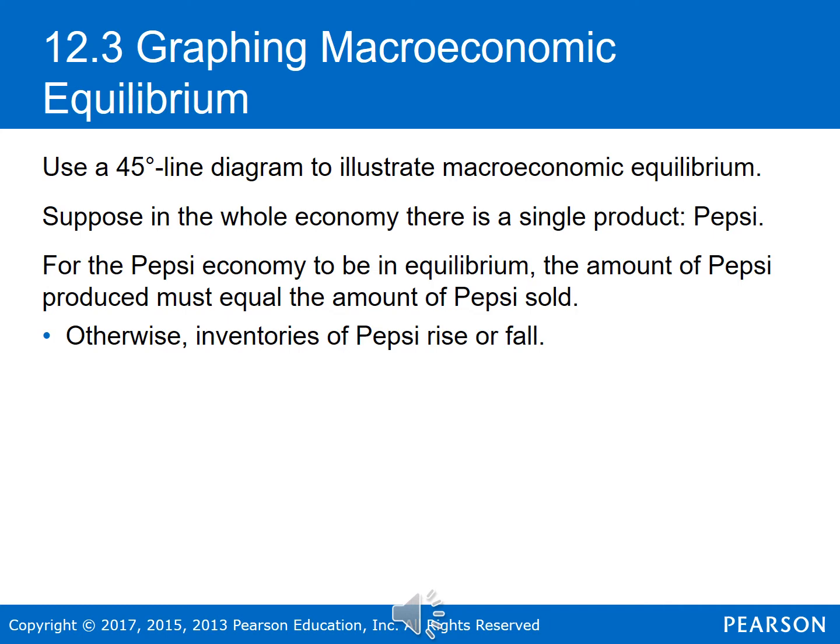So let's suppose that in the entire economy, there's one single product, Pepsi. For the Pepsi economy to be in equilibrium, the amount of Pepsi produced has to equal the amount of Pepsi sold. Otherwise, we'll see inventories of Pepsi rise or fall, which by definition means that we're not in equilibrium.